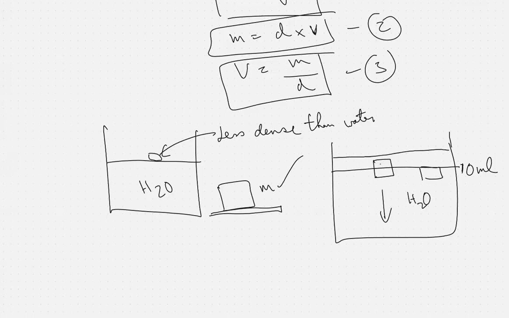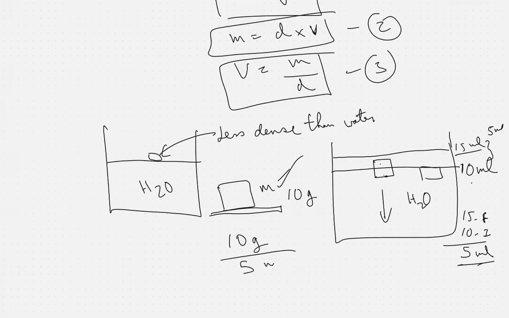Then we know the volume displacement is 5 milliliters, because 15 minus 10. So 15 is the final volume and 10 is the initial volume, and the difference is 5 milliliters. That's the volume. So we know the mass. We say the mass was 10 grams, just making this up. The volume was 5 ml. Then you know the density is 2 grams per milliliter. It's divided.